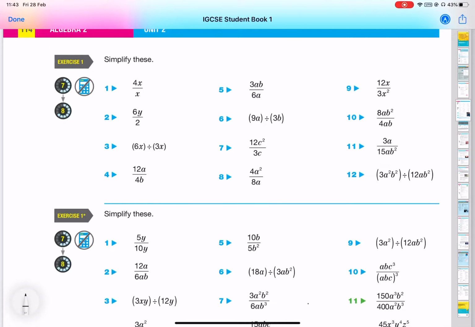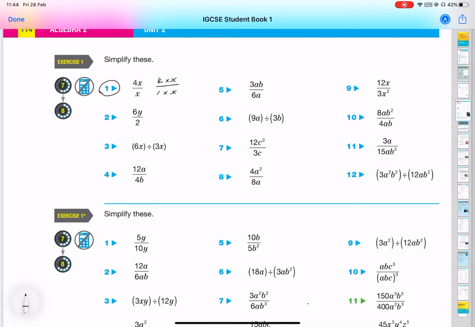Now, what does it mean by simplify? It means find cancelling factors. Okay, so the factors in the numerator, I'm just going to look at number one. Factors in the numerator are 4 and x. So I'm going to rewrite that as 4 times x. And the factors in the denominator are 1 and x. So I'm going to write that as 1 times x.